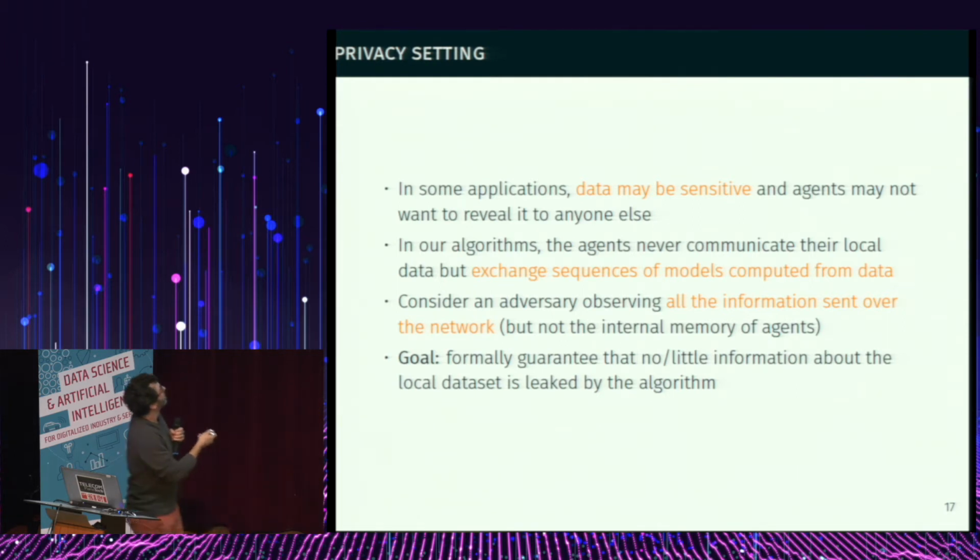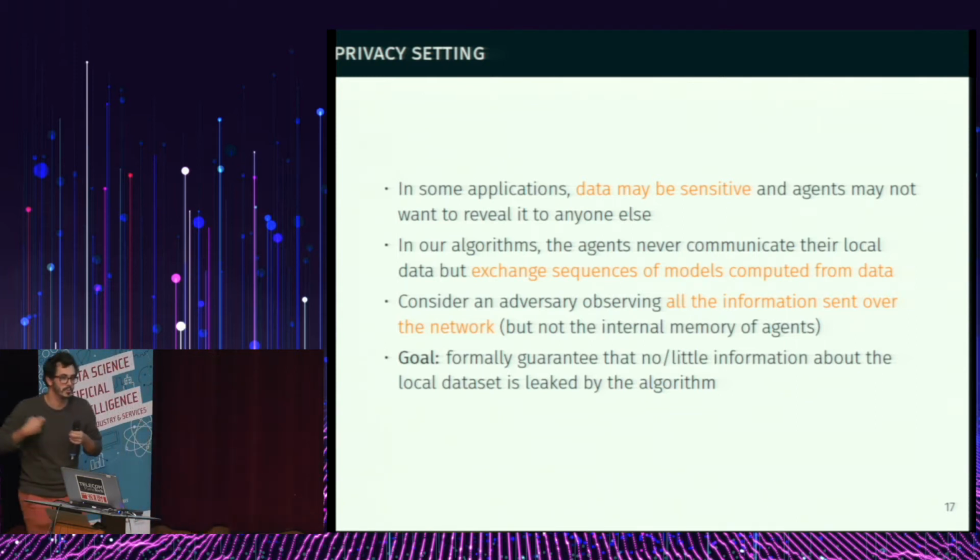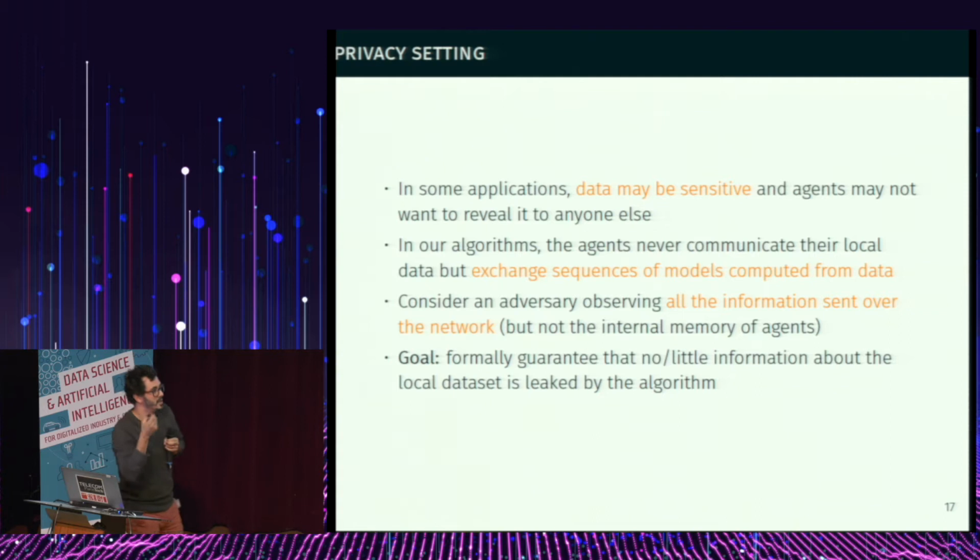So if the data is sensitive, we want to be careful with this. It's not enough that I'm not sharing the data directly. I want a stronger guarantee against an adversary that would observe everything that I send, and then would look at this information and try to infer things about my data. The adversary observes what people send, but of course it's not able to observe the internal memory of agents. Whatever you keep locally, we assume it's secure. It's whatever you send outside that can be eavesdropped.